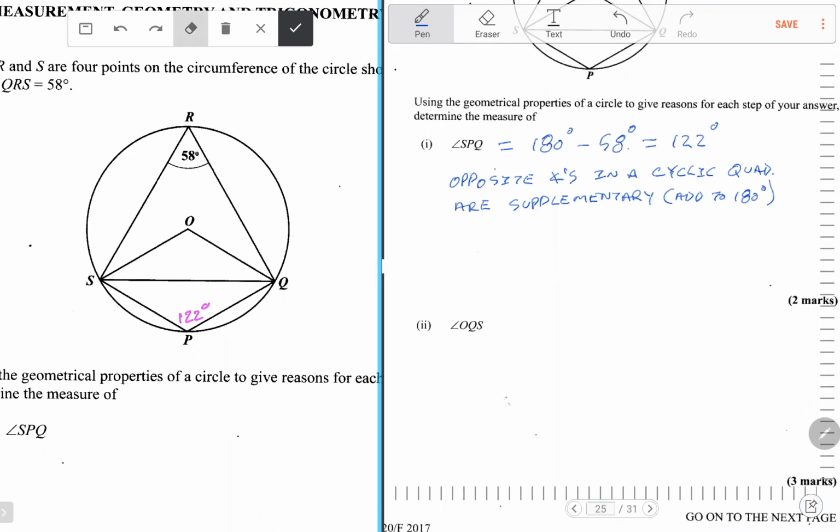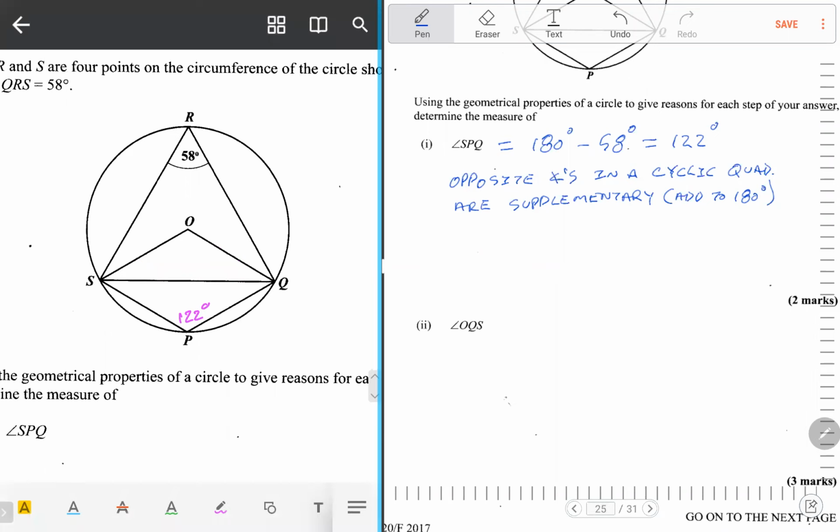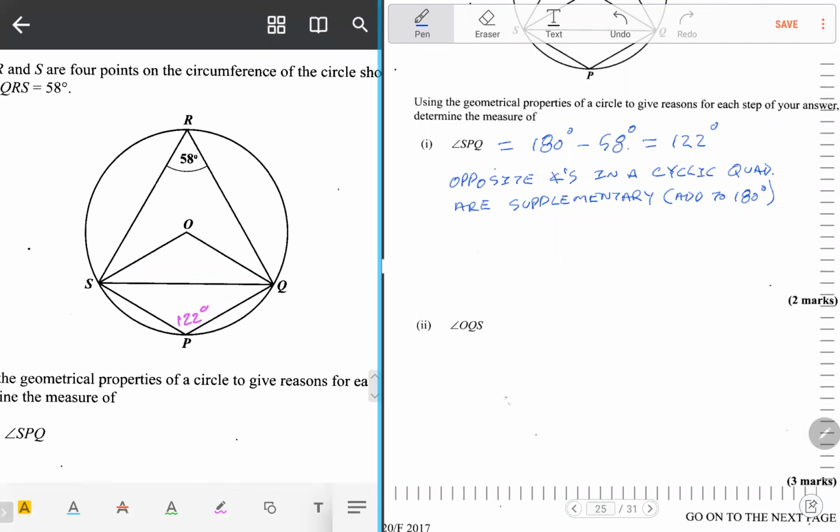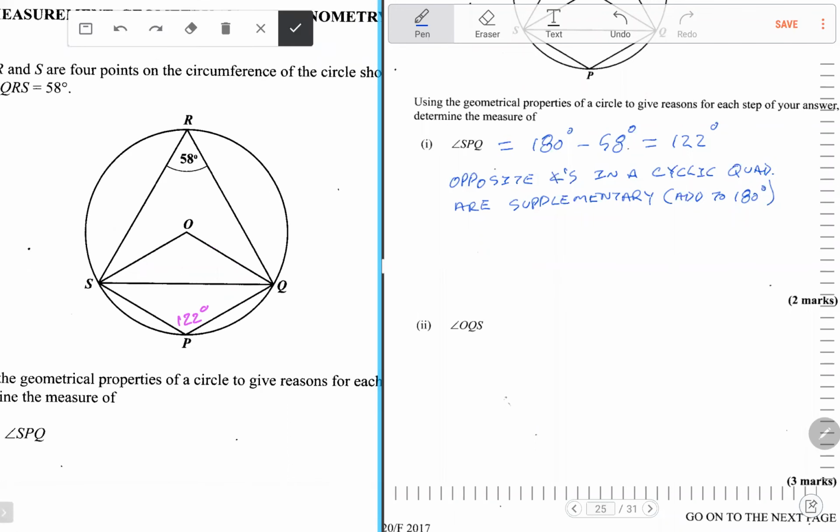All right. So what we're going to do is find this angle here first, using the angle at center rule. Firstly, we want to find that angle at the center: angle QOS is equal to 2 times 58 degrees, which is 116 degrees. And the reason for that is that angle at center is twice angle at circumference.